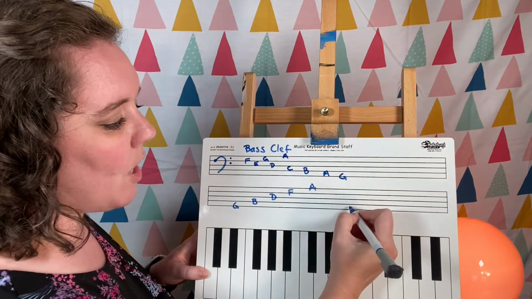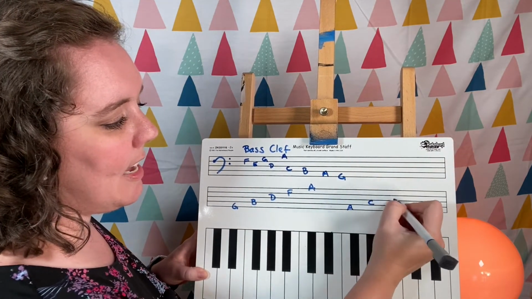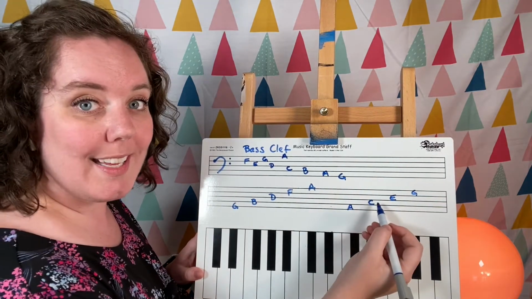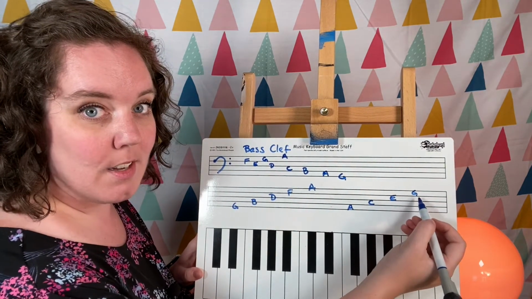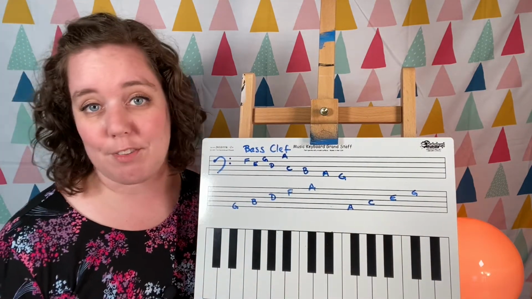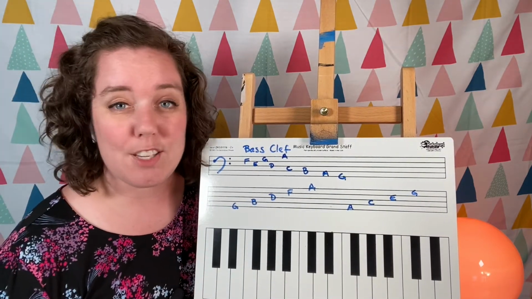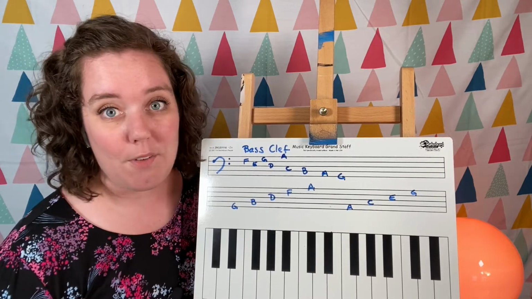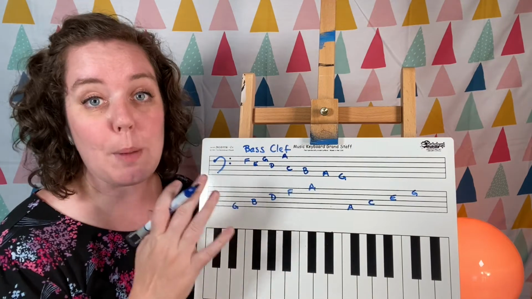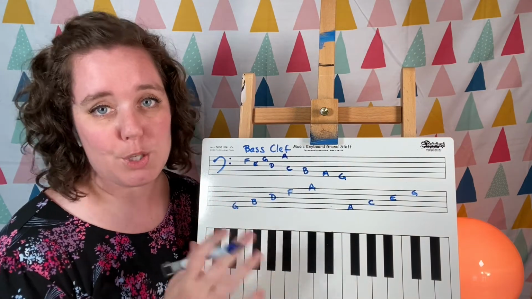And then the spaces are A, C, E, G, and that would be all cows eat grass. I've also heard all cars eat gas. There's a lot of different things that you can assign to these letters, and as long as you can memorize it, that's really all that matters. So you'll need to know treble clef and bass clef notes for sure.